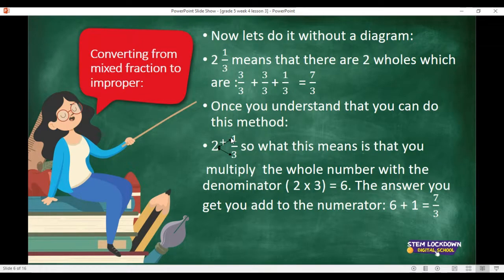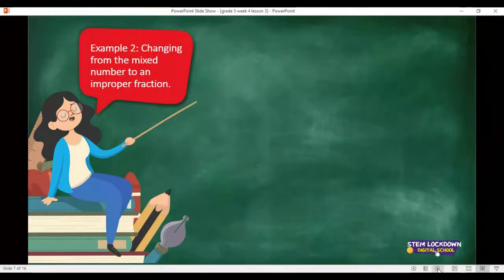And we always start with the times, and then the answer that you get on the times, we add to the numerator. And then we'll say the answer is 7/3. So that is what I was explaining, Kumuzo.